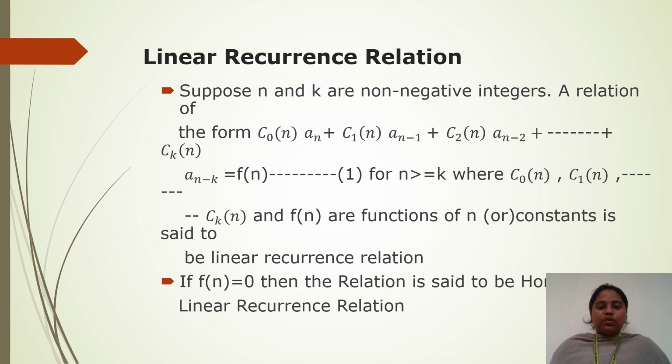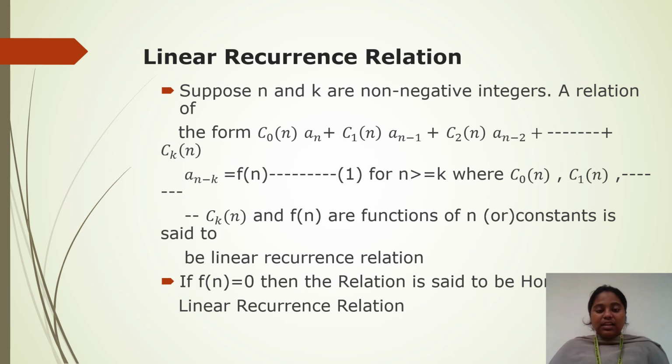Linear recurrence relation. Suppose n and k are non-negative integers. A relation of the form c_0(n) a_n plus c_1(n) a_(n-1) plus c_2(n) a_(n-2) and so on up to c_k(n) a_(n-k) equals f(n), call this equation 1, for n greater than or equal to k, where c_0(n), c_1(n), up to c_k(n) and f(n) are functions of n or constants, is said to be a linear recurrence relation.